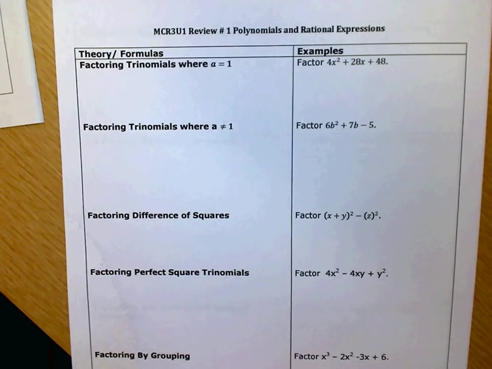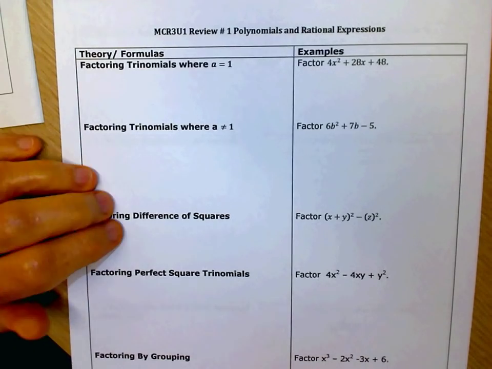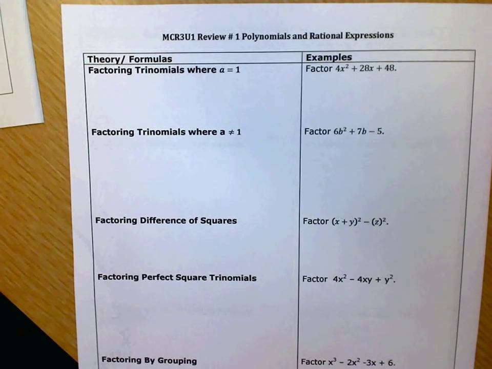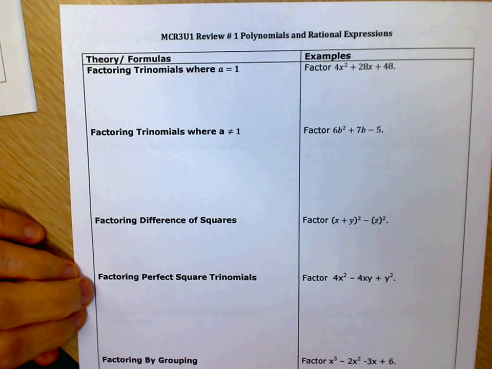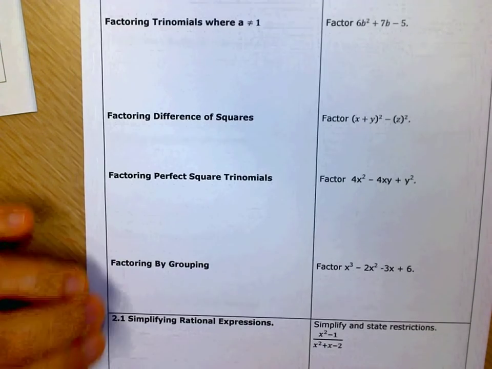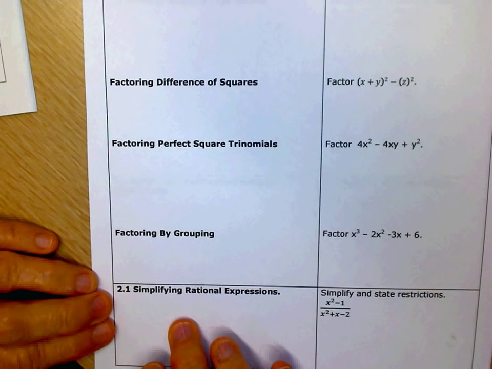This is a review of basically Unit 1. I called it Review Number 1. What we want to do today is review factoring. And factoring is used to simplify rational expressions.